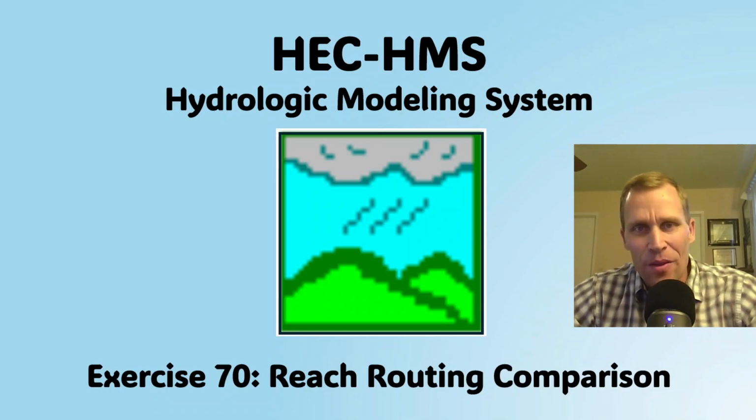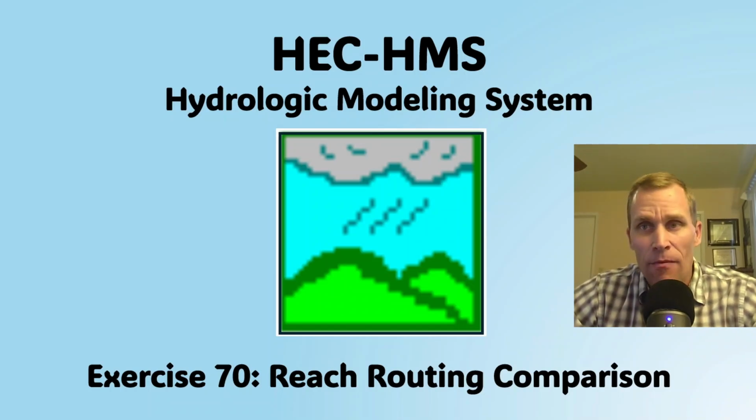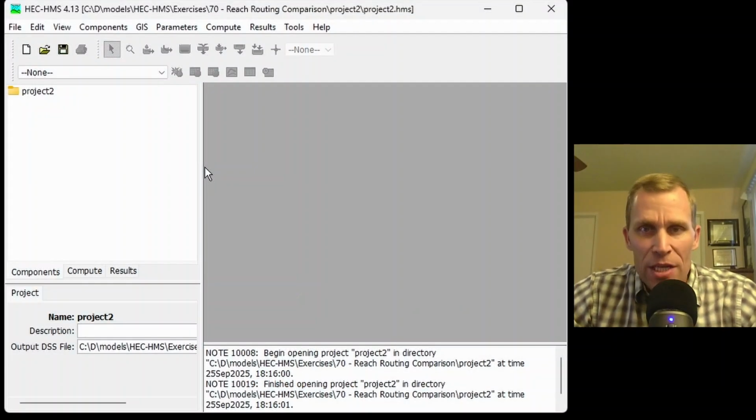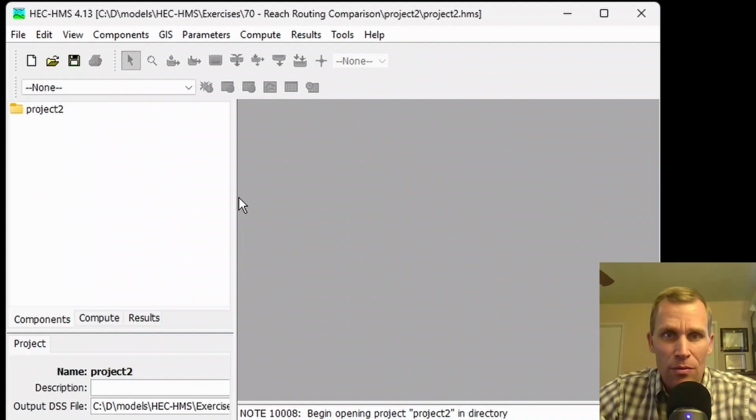Welcome and hello. This is a HEC-HMS video exercise titled Reach Routing Comparison. What we're going to do in this exercise is use the Muskingum reach routing method and compare the routing results through a single reach with different values of K. K is a parameter used within the Muskingum reach routing method.